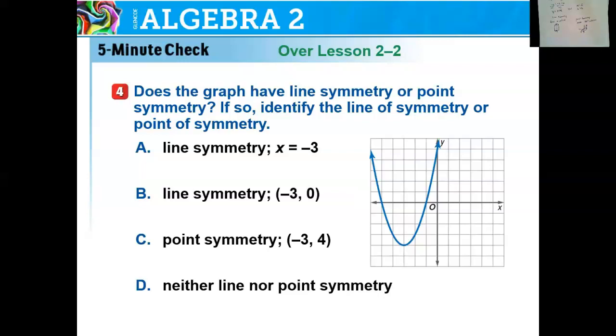It can't be answer choice B because that's about a point, and it can't be point symmetry because if we rotate the graph 180 degrees, we don't map upon itself. So the correct answer is A, line symmetry about x equals -3.